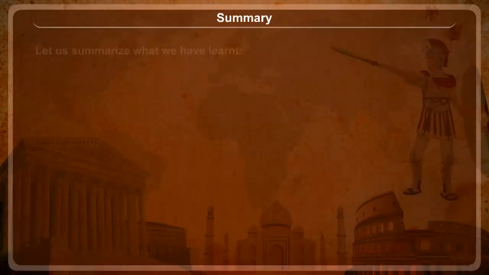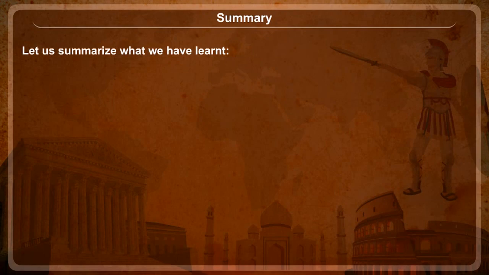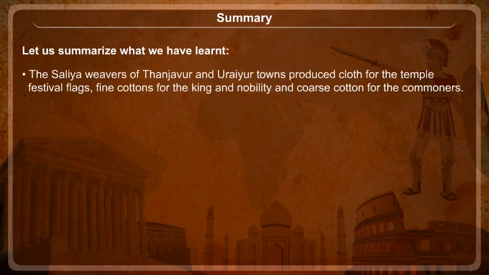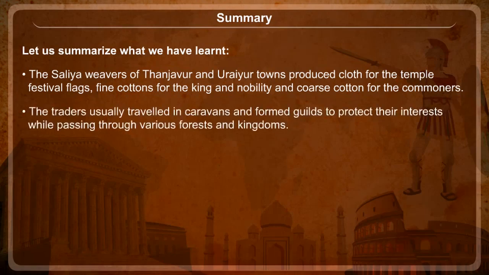Summary. Let us summarize what we have learned. The Salya weavers of Thanjavur and Urayur towns produced cloth for the temple festival flags, fine cottons for the kings and nobility, and coarse cotton for the commoners. The traders usually travelled in caravans and formed guilds to protect their interests while passing through various forests and kingdoms.